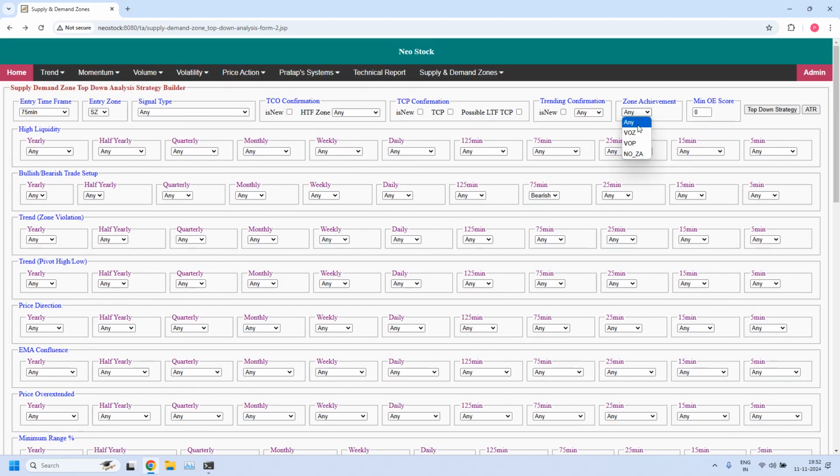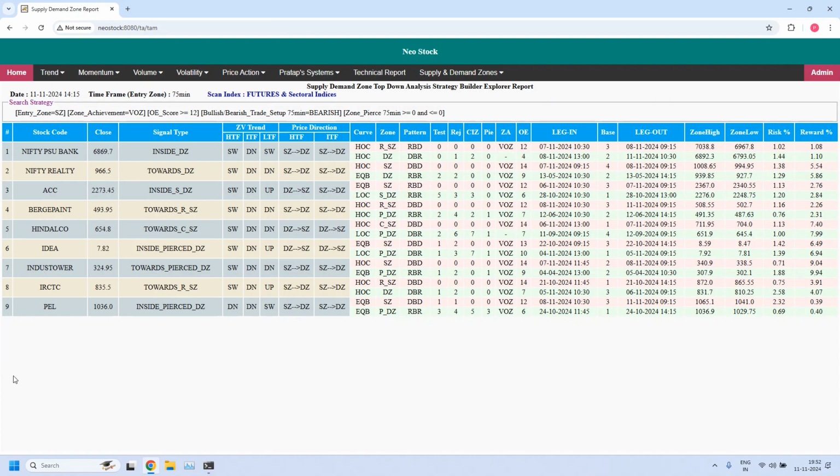Zone achievement: violated opposing zone. Minimum odd enhanced score 12. All 3 filters are applied to the 75 minute supply zone. We got 9 stocks. Previously also we got 9 stocks. All these 9 are supporting the bearish trade setup for weekly income trade. And among these 9, we need to look for LTF and ITF supply zone confluence.